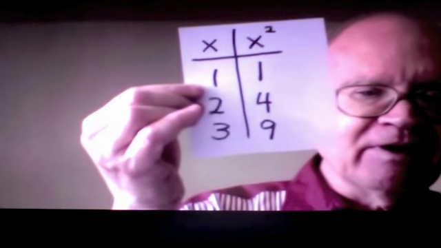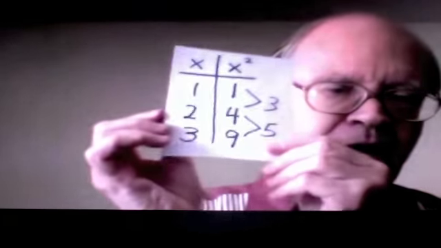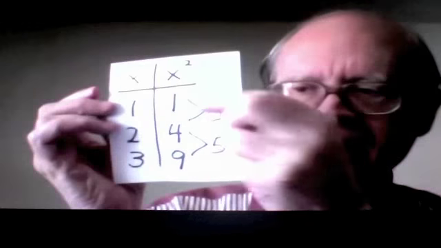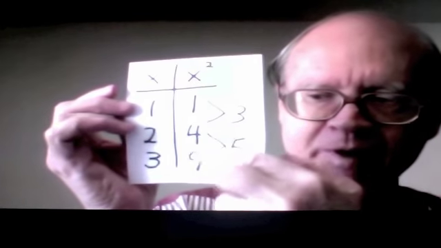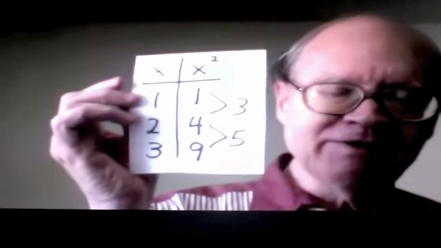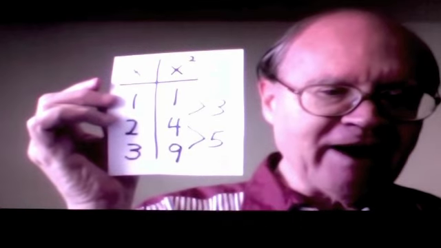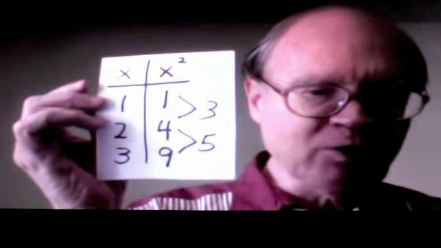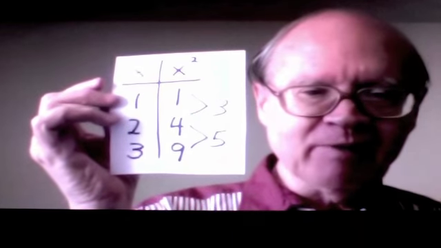Next, find the differences in the x squared column. The difference between 1 and 4 is 3, that is 1 plus 3 is 4. The difference between 4 and 9 is 5, that is 4 plus 5 is 9. That gives us addition statements. And we need an addition statement where a square number plus a square number equals a square number.